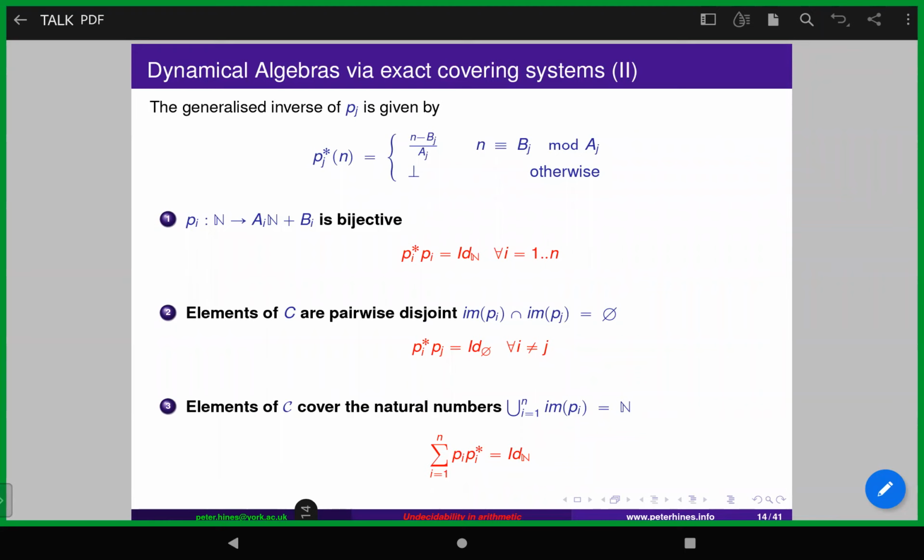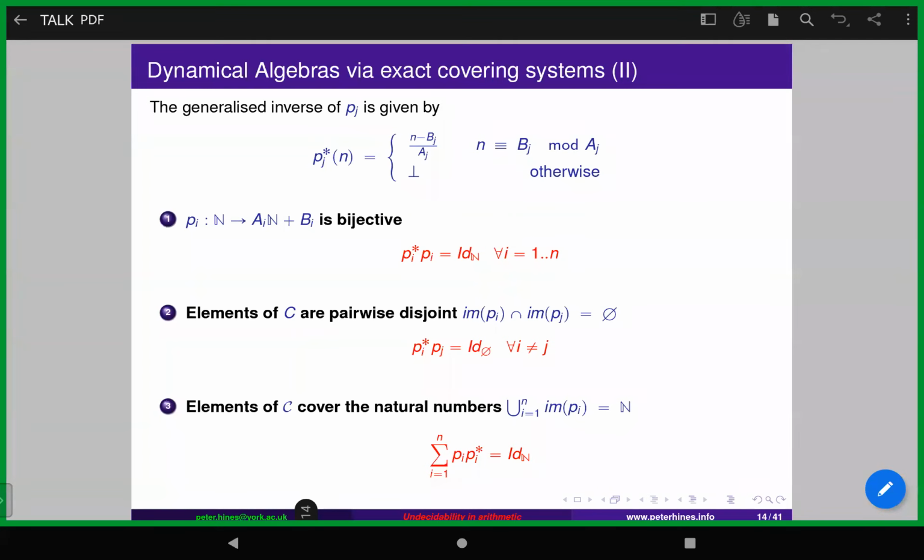And then we can characterize the conditions for an exact covering system entirely algebraically. So first of all, if we take the whole of the natural numbers, map them to a modulo class, then map back to the whole of the natural numbers, that's the identity. If we take the whole of the natural numbers, map them to a given modulo class, and map an entirely disjoint modulo class back to the whole of the natural numbers, well, the domain of one intersects the image of the other in the empty set, which gives the composite here as the identity on the empty set.